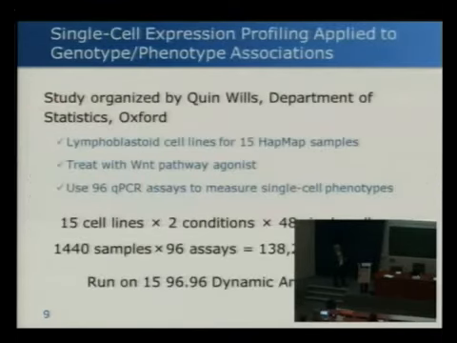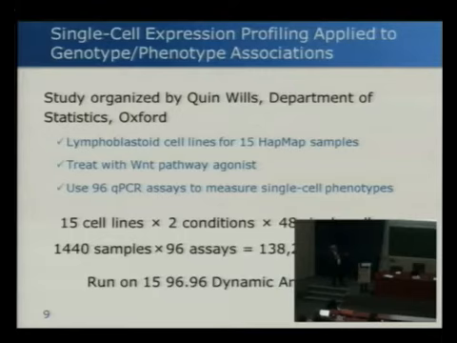Okay, so this is how the study was set up. Basically, we used lymphoid cell lines from 15 of the HapMap samples. That's how we get the genotypes for these individual cells, because these were genotyped as part of the HapMap project. Then to have some sort of biological effect, we treated with a Wnt pathway agonist. And then we analyzed those cells using 96 different qPCR assays, so we could look at 96 different transcripts.